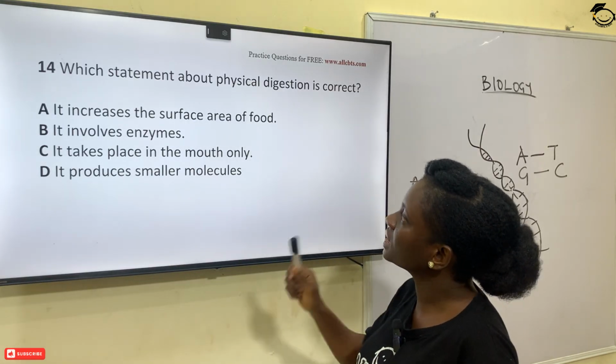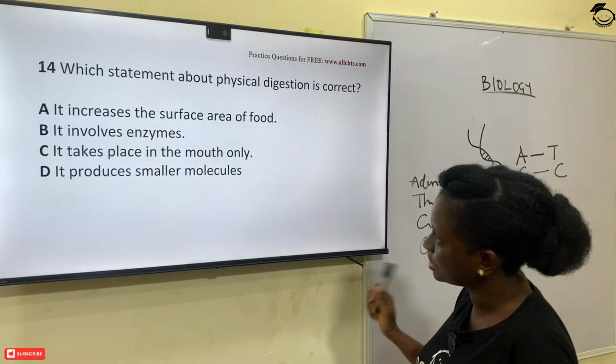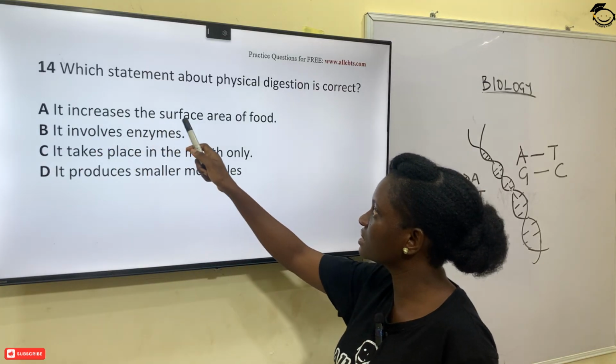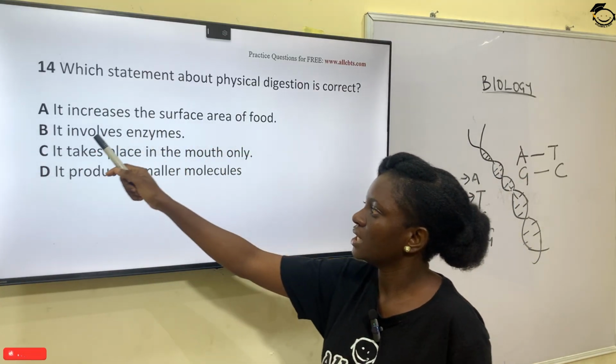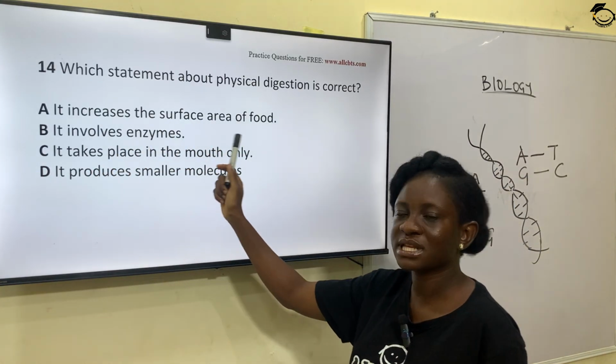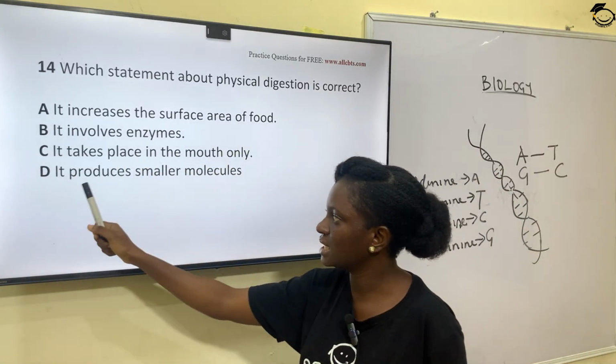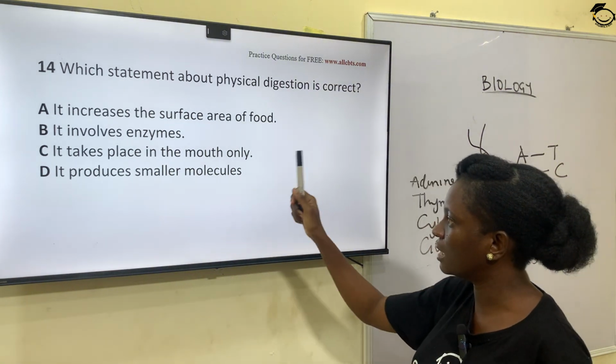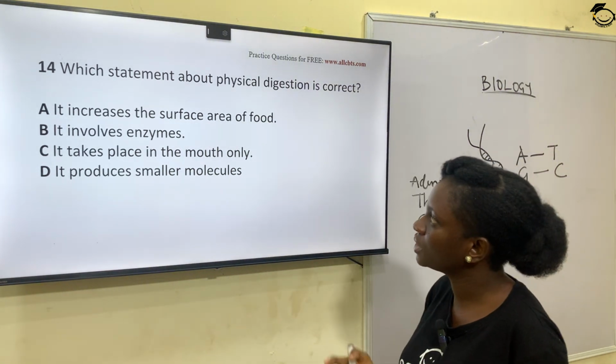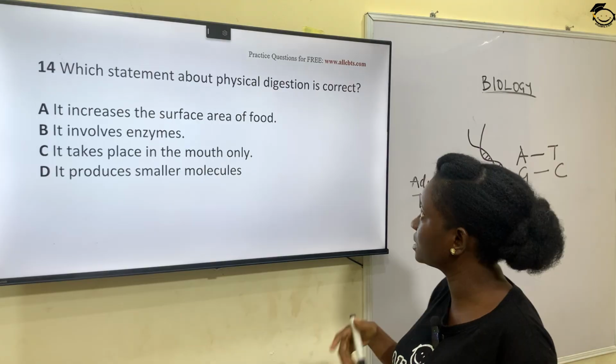So, which statement about physical digestion is correct? A, it increases the surface area of food. B, it involves enzymes. C, it takes place in the mouth only. D, it produces smaller molecules. So which of these statements is correct?